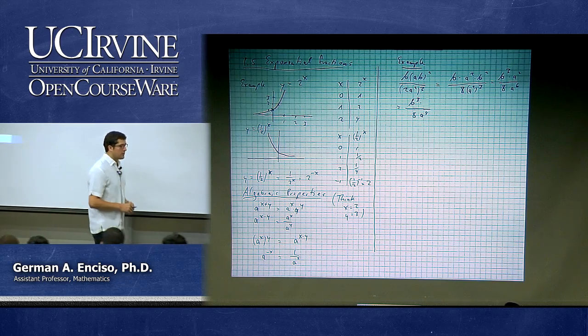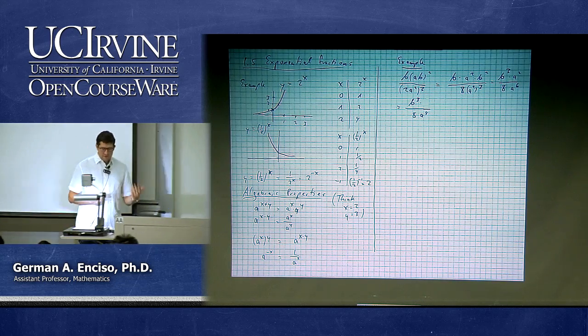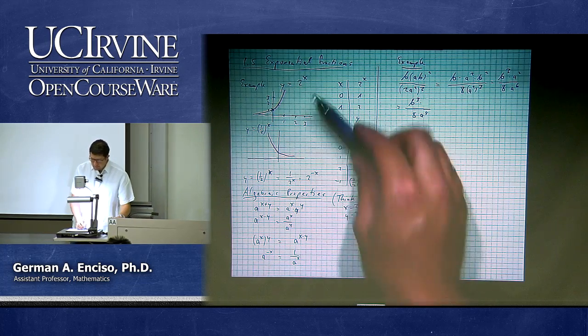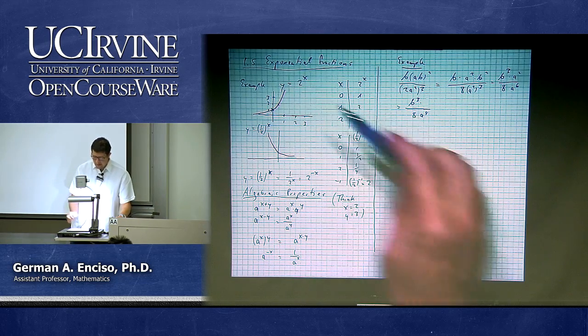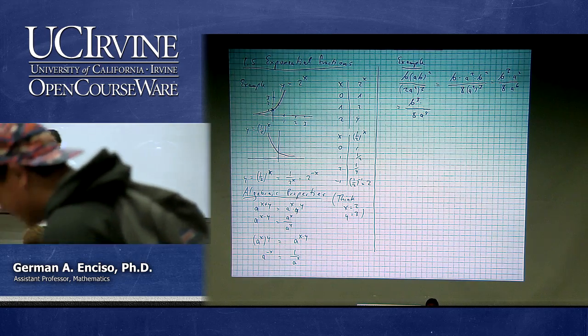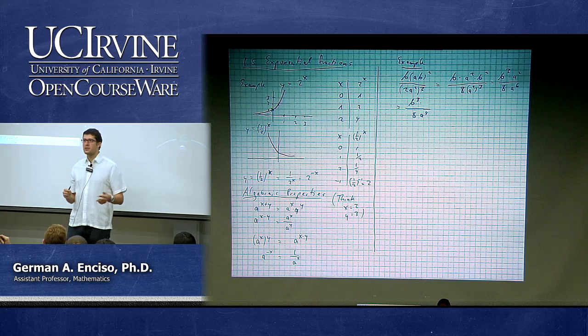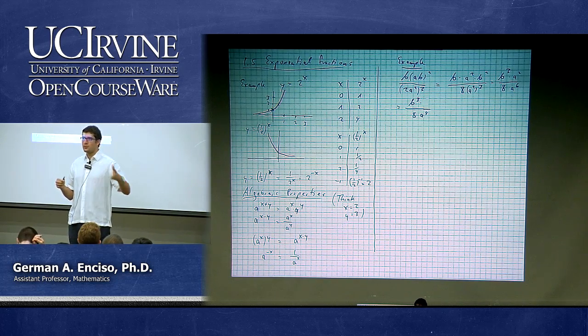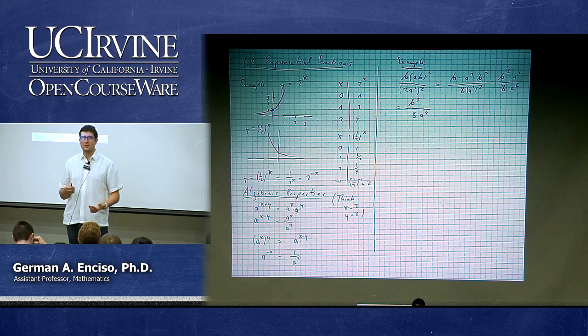Okay. All right. So if we defined 2 to the x as 2 times 2 times 2, x times, then what do I mean by 2 to the square root of 3? How do you calculate 2 times 2 times 2, square root of 3 times?